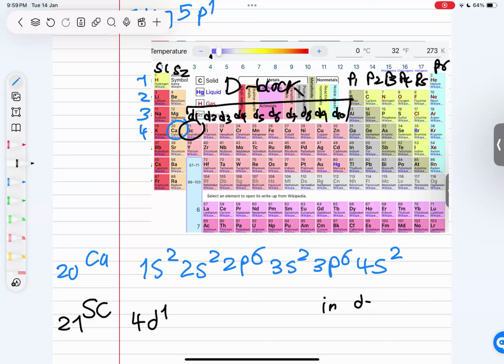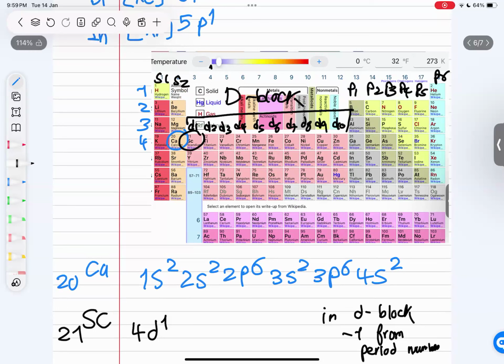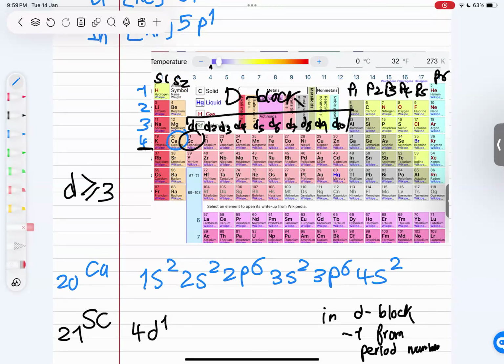In the D block, subtract 1 from the period number. Why is that? Because if you noticed, we did not talk about 3D. We said D is available from 3 and more. So I cannot say 4D, because I still did not talk about 3D. This is the location of 3D. Starting from the D block, this is period 4. I should say 4D, but I will always subtract one number, so it will be 3D.